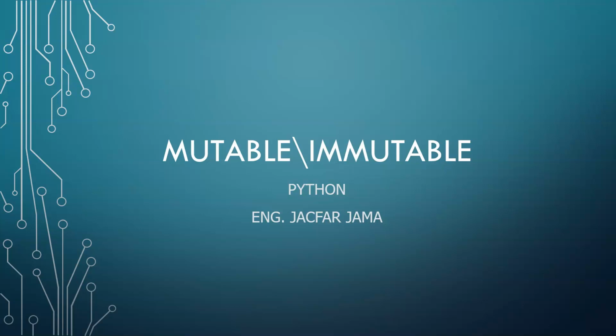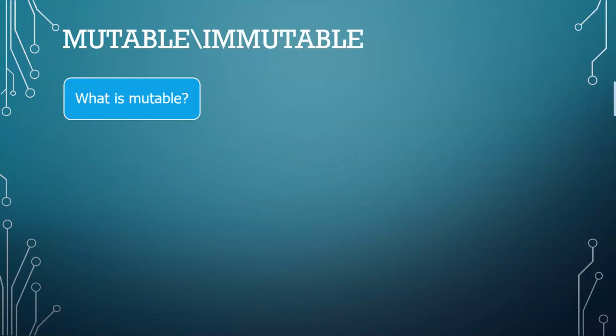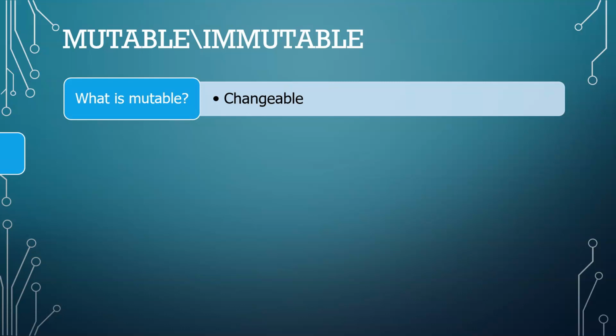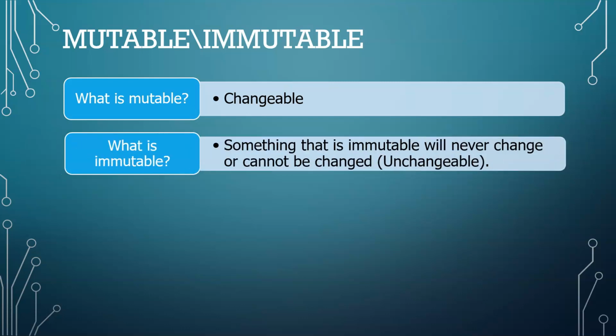Let's understand what these words mean first. The word mutable means changeable and immutable means unchangeable. Something that's immutable will never change or cannot be changed.